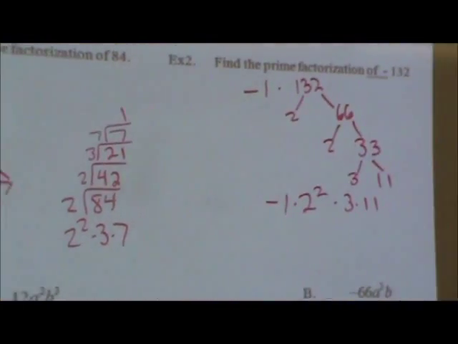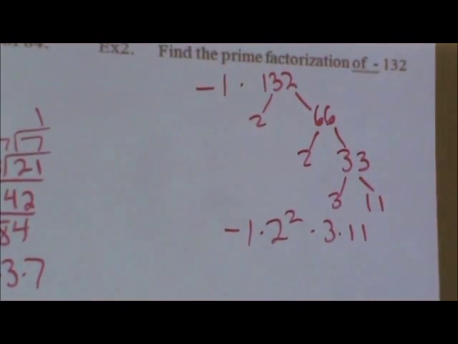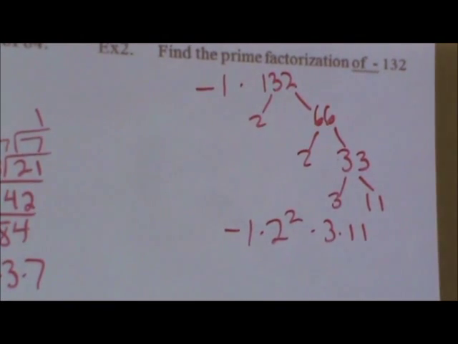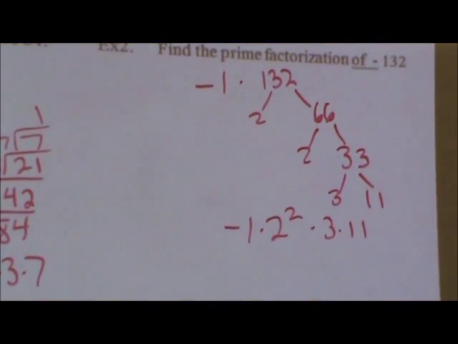For number 2, I just did the factor tree, but pull the -1 out first. Once the -1's out front, then you can just do your factor tree or your cake method, and you would come up with -1 times 2 squared times 3 times 11.